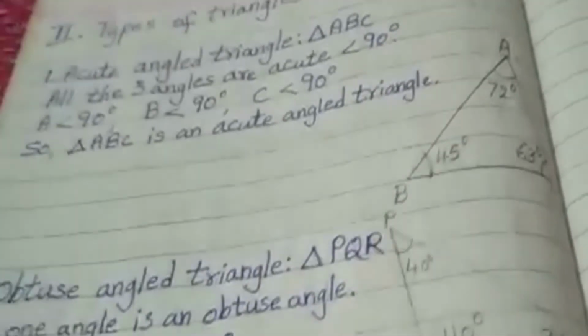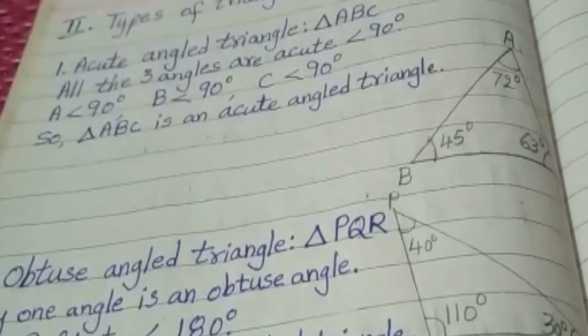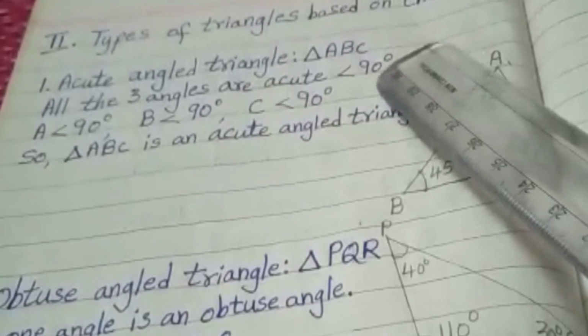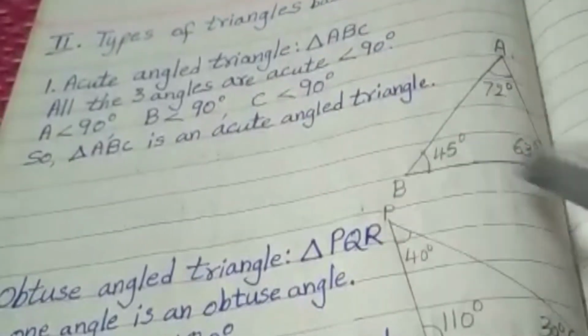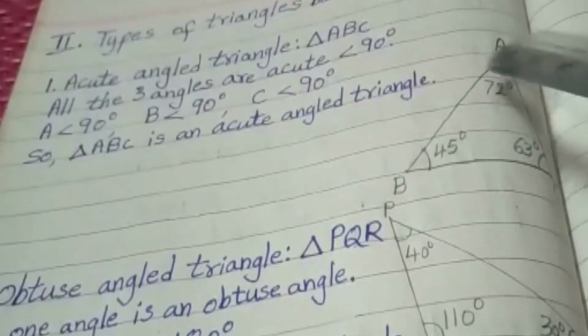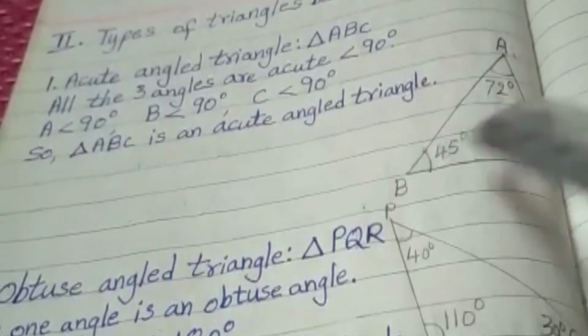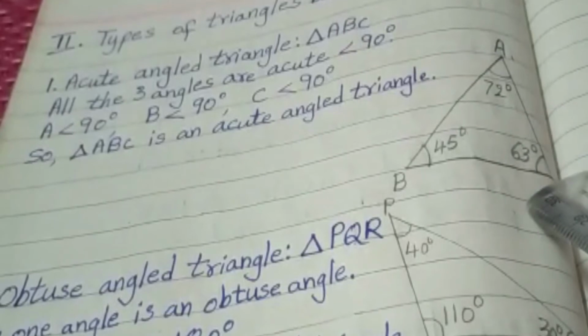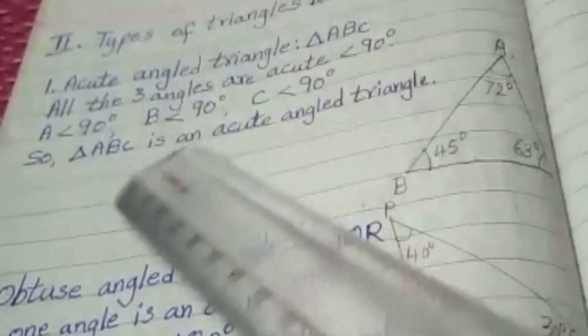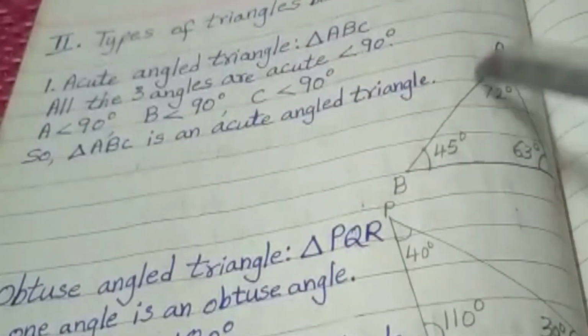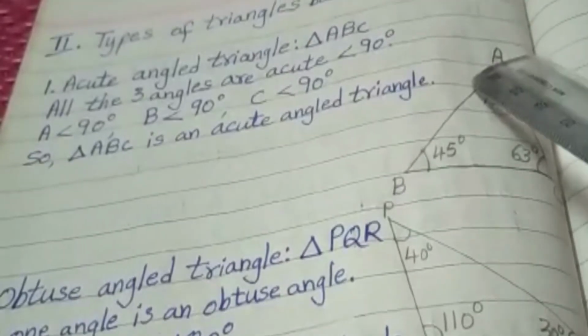Now let us see types of triangles based on the angles. Number 1. Acute angled triangle. Triangle ABC. All the three angles are acute, less than 90 degrees. A is less than 90 degrees, B is less than 90 degrees and C is less than 90 degrees. So, triangle ABC is an acute angled triangle.